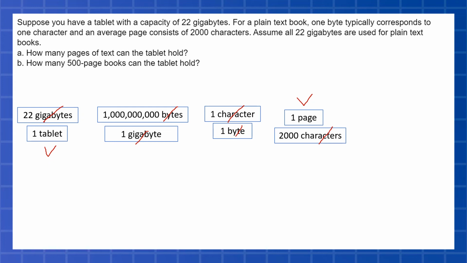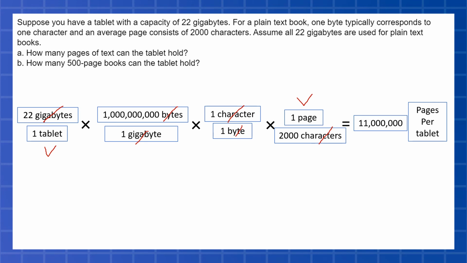So what we have to do now is multiply the numbers across. We're going to multiply the numbers on the top and divide by the numbers on the bottom. If we do that, it'll give us our pages per tablet because we have page on top and tablet on the bottom. When I crunch those numbers, I get 11 million pages on 1 tablet. That's pretty good, but let's answer part B.